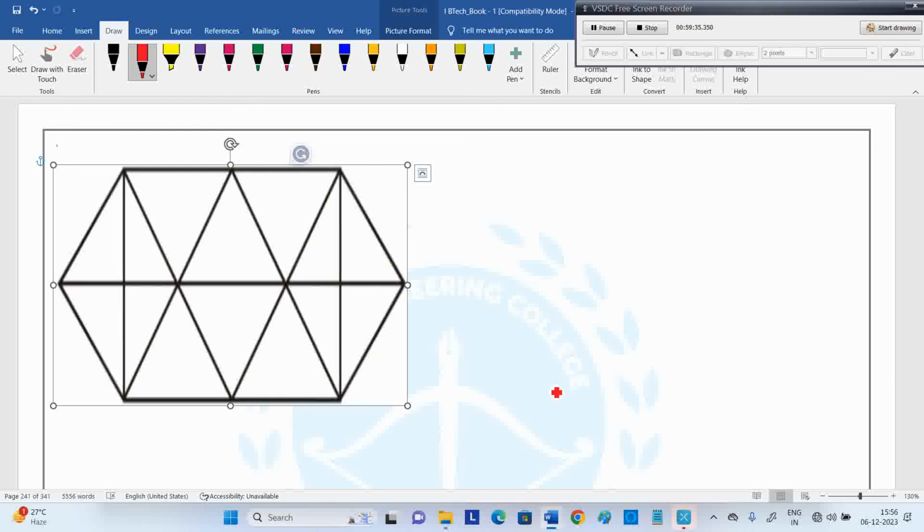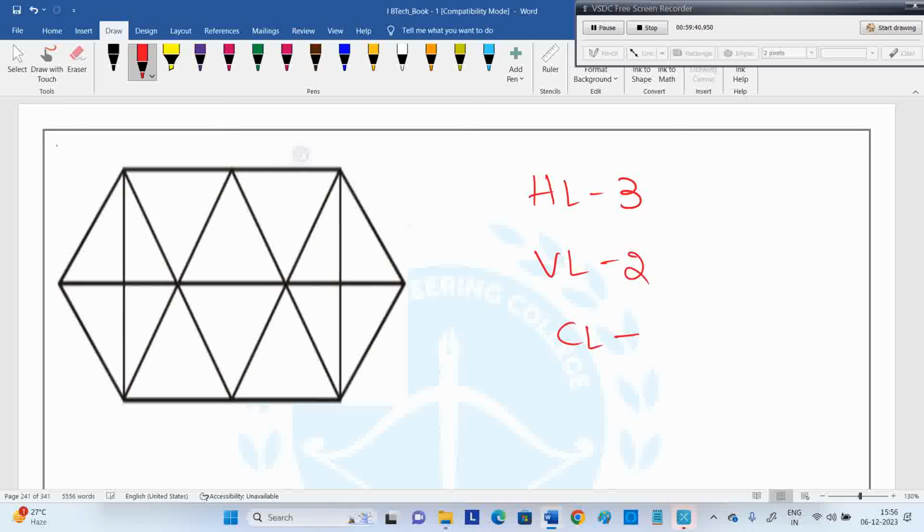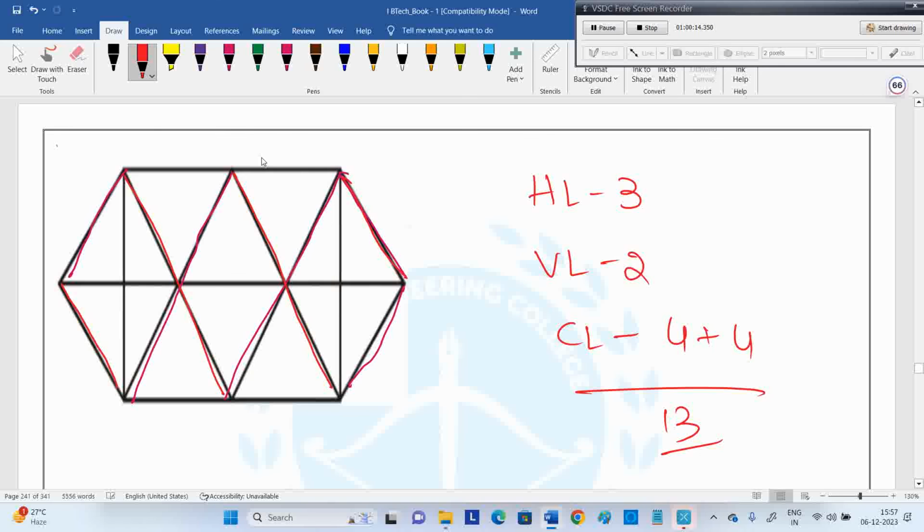Here how many horizontal? 3. Vertical 2. Cross lines is what is important. 1, 2, 3, 4 in this side, 4 in that side. You got total 30. Cross lines 4 like this and 4 in the other side. You can see that I'm just marking the cross lines. Total 30. Right, so straight lines done.